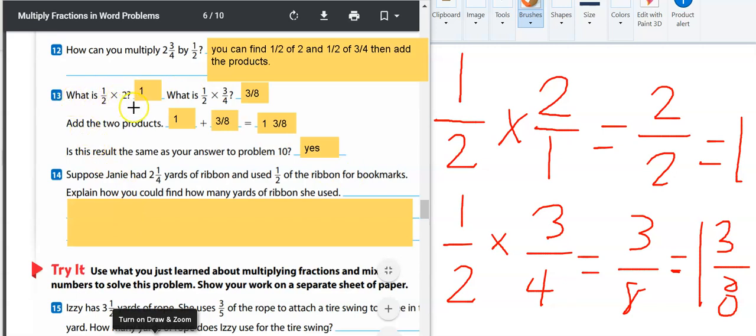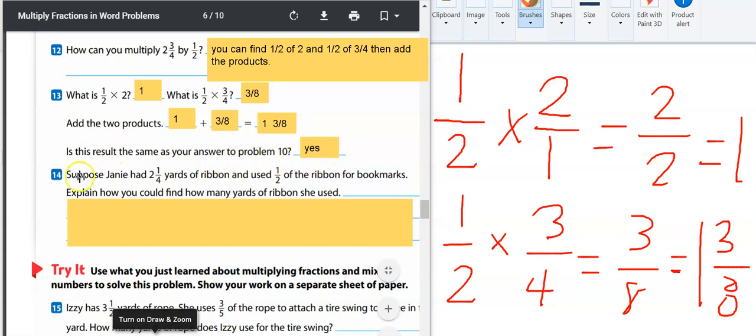So it says, what is 1/2 times 2? It is 1. What is 1/2 times 3/4? We found that it is 3/8. We're going to add the two products. 1 plus 3/8 equals 1 3/8. Is this result the same as your answer to problem 10?